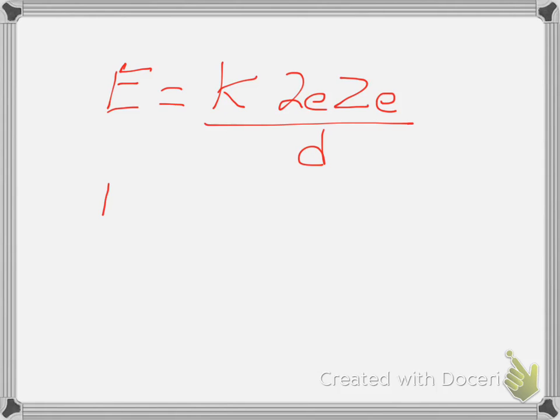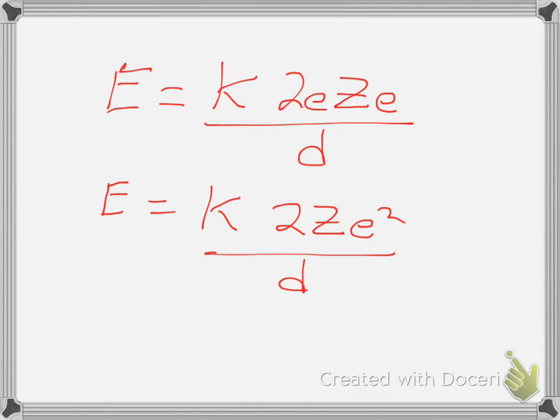And then to simplify it, as they did in the book, it's K 2Z, I think. 2 times Z. I need to just do that so I know it's a Z. And then times e squared. All right, and that's all over d.